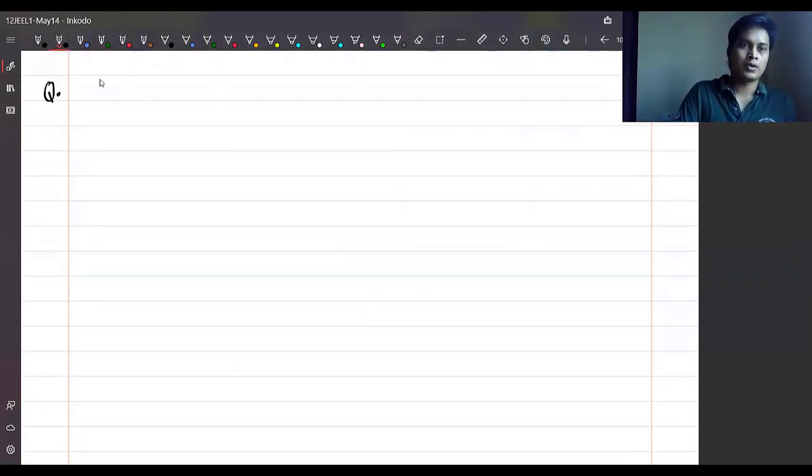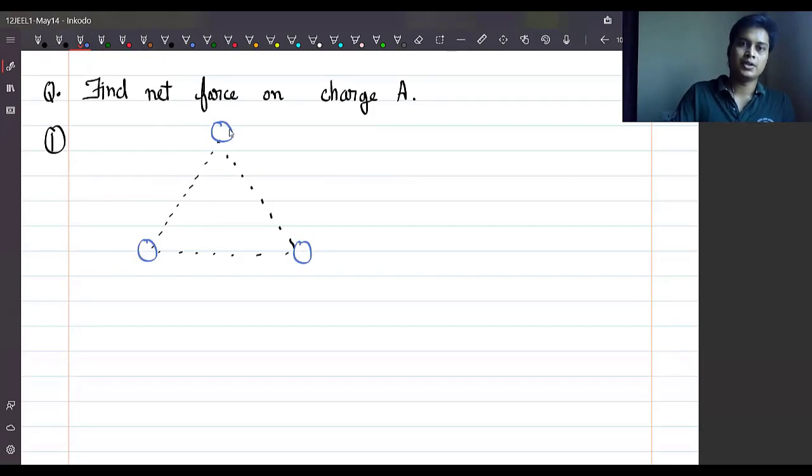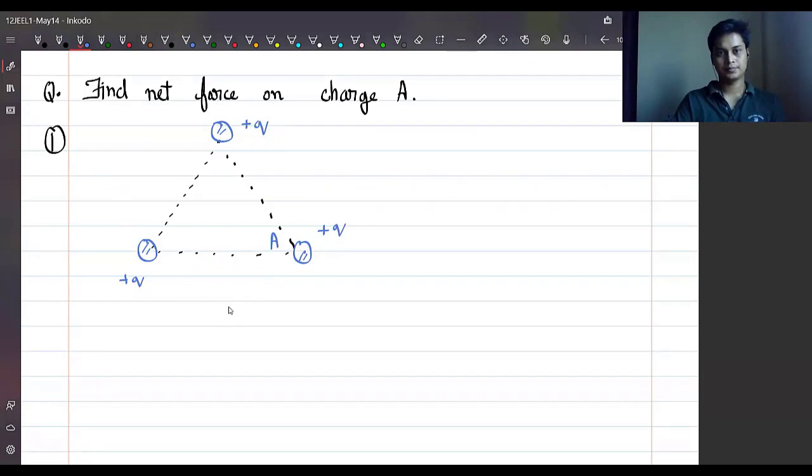Let us take some more numericals. This question is, find the net force on charge A. The first question is like this. I have an equilateral triangle. There are 3 charges on it, each of magnitude plus q. And this is the charge A on which I want to find the force. The distance between the charges is given as a.